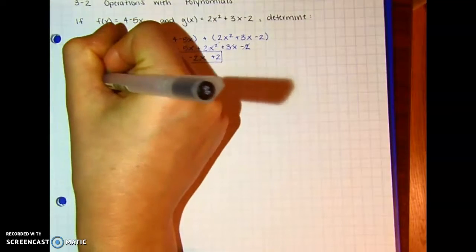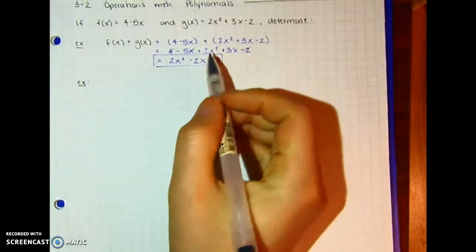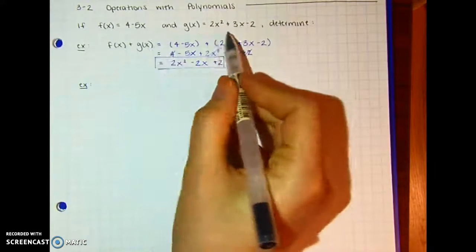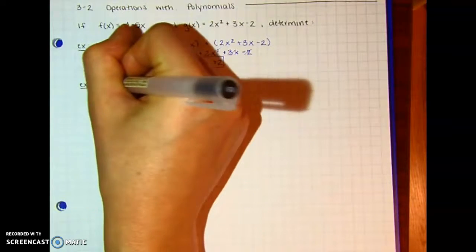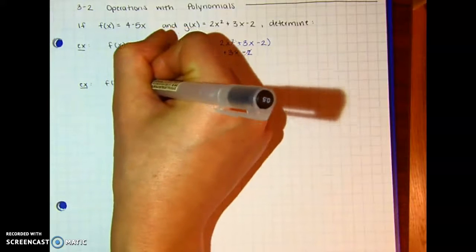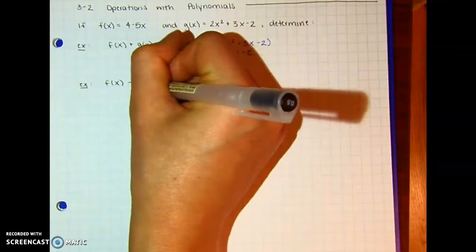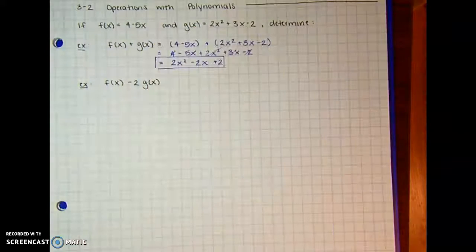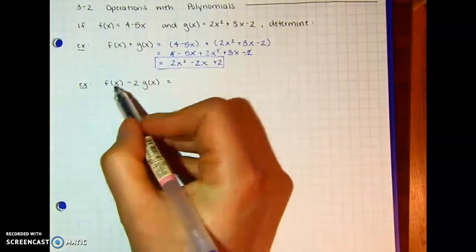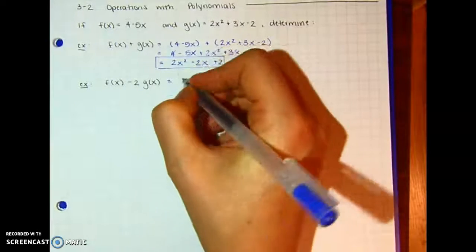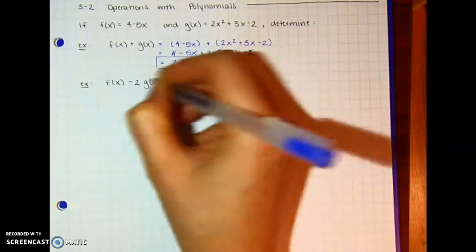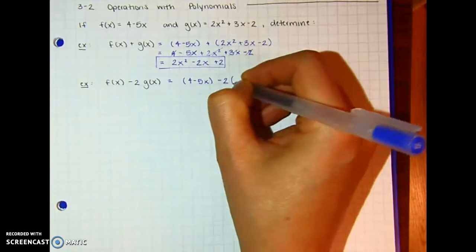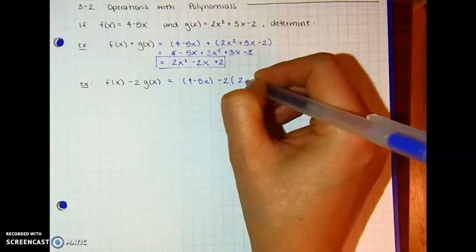Alright, let's do another example. And we could give you other problems that are more challenging, like the polynomials are larger. I'm just giving you a linear polynomial and a quadratic polynomial. Let's do f of x minus 2g of x. So again, we're going to start with replacing these with a function. So this is f of x, so we have 4 minus 5x minus 2, and then times the g of x.